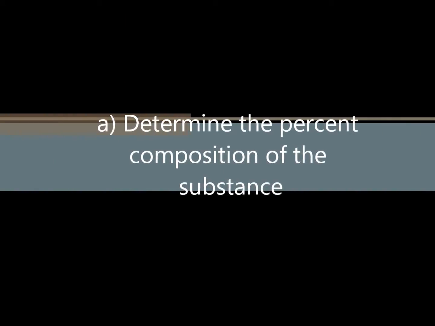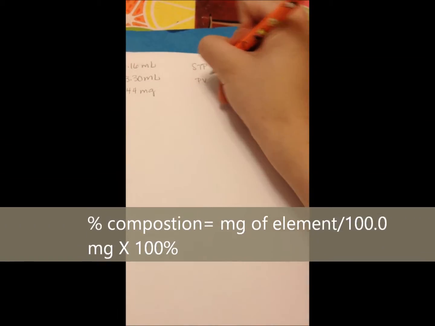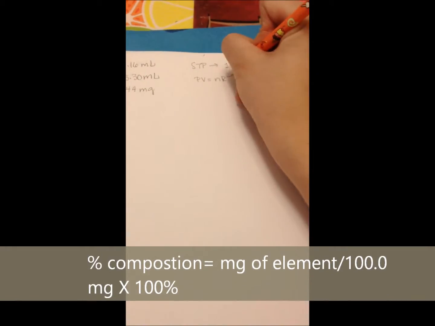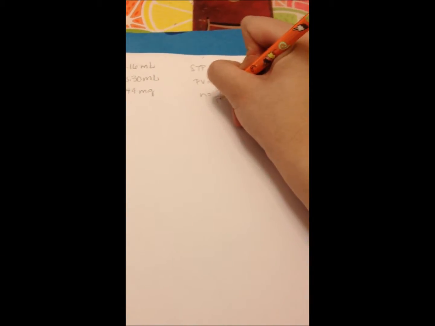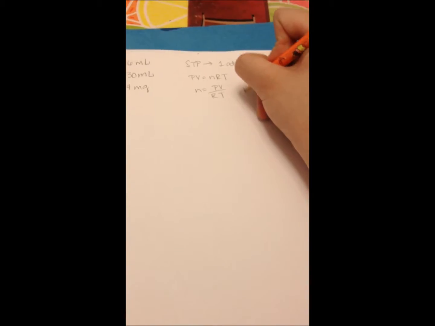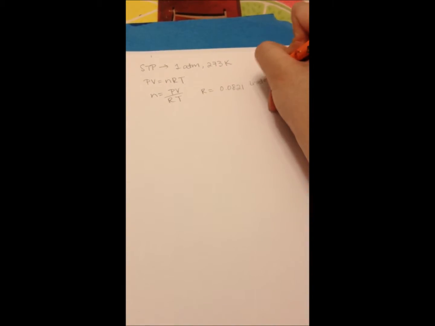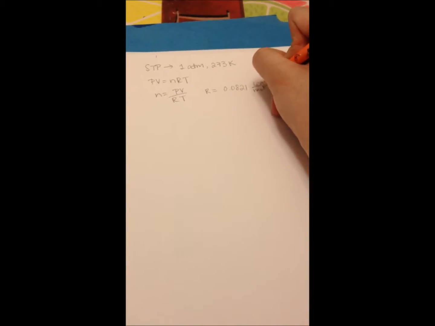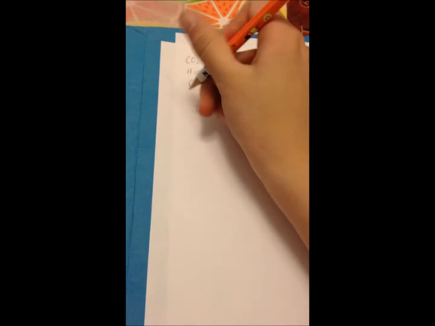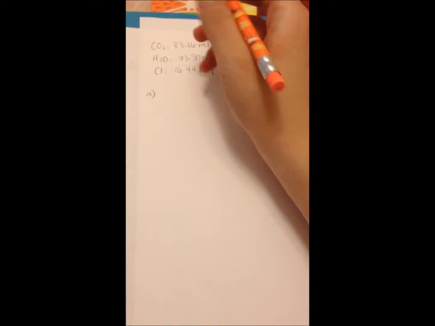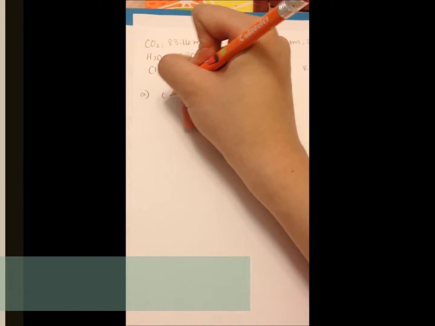So part A asks for the percent composition of the substance. In order to answer part A, we must find the milligrams of each element that were produced and divide that by 100 milligrams, which is the original total mass of the pesticide. To do this for hydrogen and carbon, we must utilize the ideal gas law, PV equals nRT, to find the number of moles that were produced and then convert that to grams and milligrams. A manipulation of the equation shows that n equals PV over RT, where R equals 0.0821 liter atmosphere per mole Kelvin. So let's start with carbon.